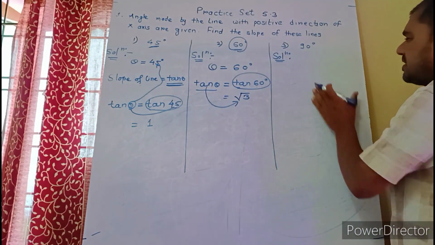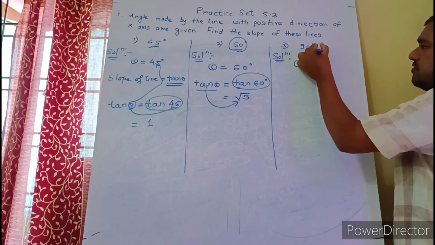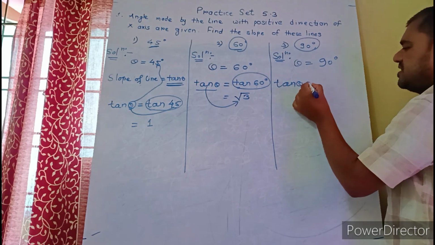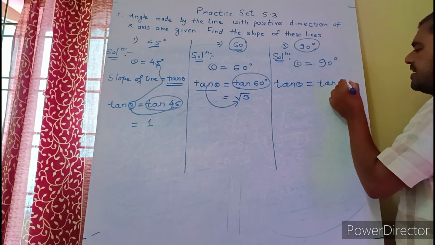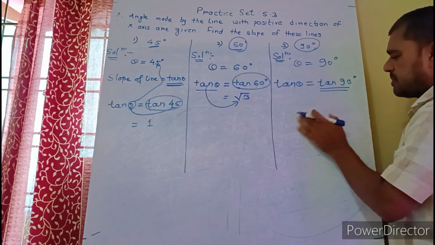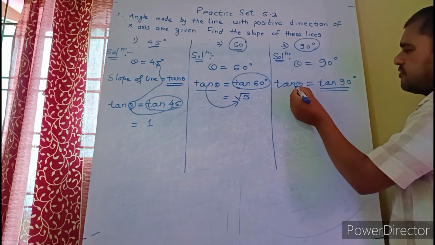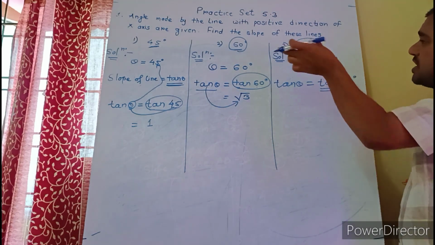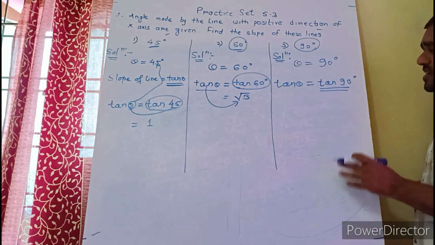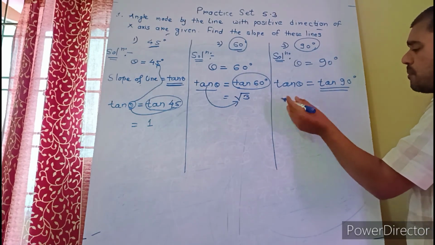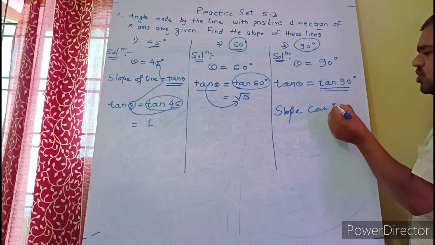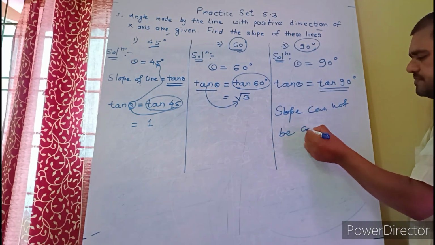Now the same for 90 degrees. Here theta is equal to 90 degrees, which is given. The slope of the line, that is tan of theta, is equal to tan of 90 degrees. When we find the value of tan 90 degrees, it is not determined. Therefore, the slope of the line which makes an angle of 90 degrees with the positive direction of the x-axis cannot be determined. Therefore, here the answer is: slope cannot be determined.